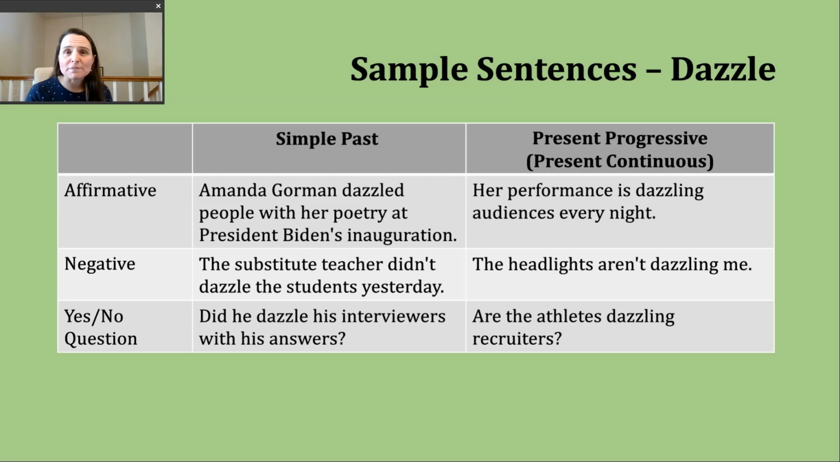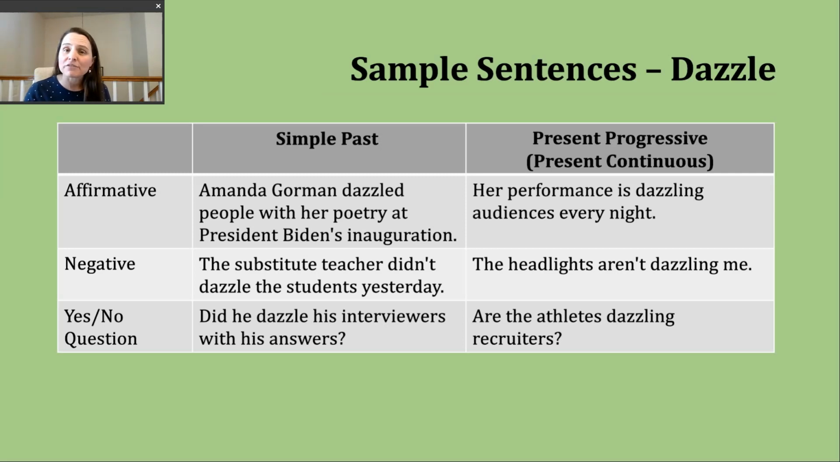We use this verb tense to talk about something that is happening now or something that is in progress. Some teachers and some books will call this the present continuous. That's okay. These two things mean the same thing. And to make the present progressive or the present continuous, we need two parts. We need a present form of be, and then we need that ing form of the verb.